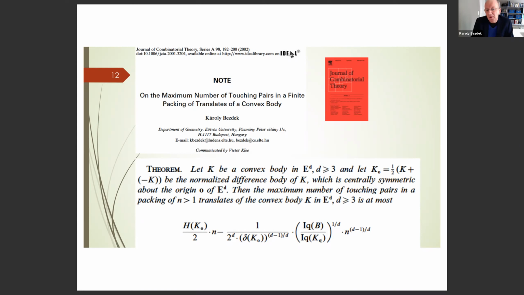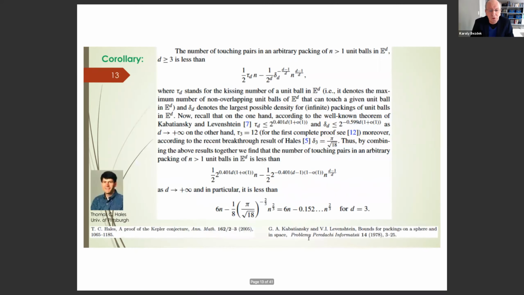but this IQ here is an isoperimetric quotient. So if K0 happens to be a ball, then this is not there. This is just 1. And that means that this formula we can apply to the contact number problem for packings of unit balls. And if we do so, we get the following corollary.